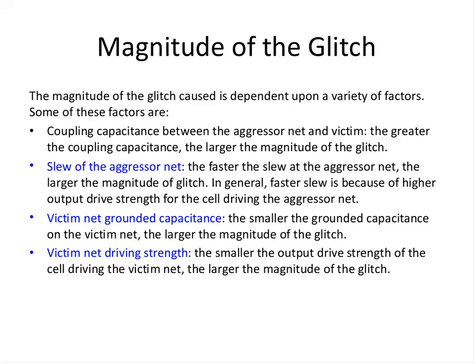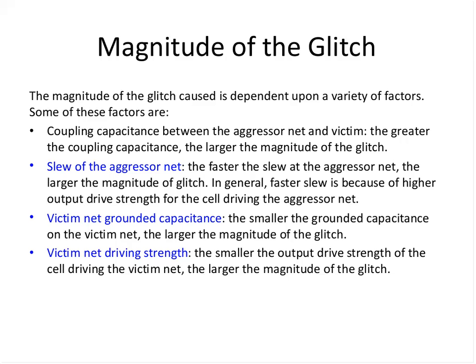The victim net grounding capacitance: the smaller the grounded capacitance of the victim net, the larger the magnitude of the glitch. So you can say that it depends on the ratio of coupling cap to the ground capacitance. If the coupling cap is much more than the ground capacitance, the net will be more affected by noise. If the ground capacitance is more, it will help in diminishing the effect of noise, right?